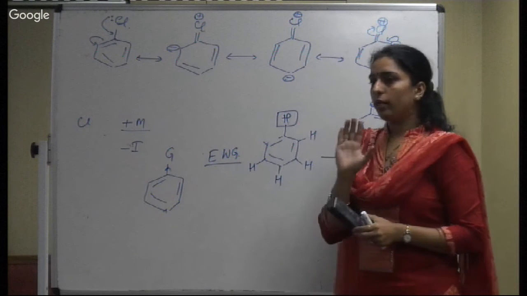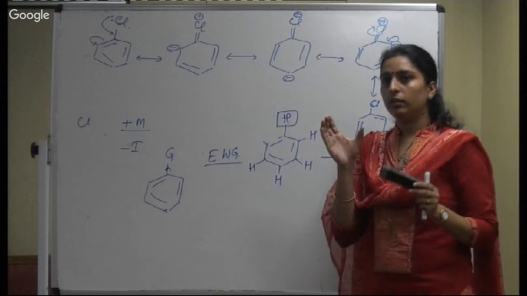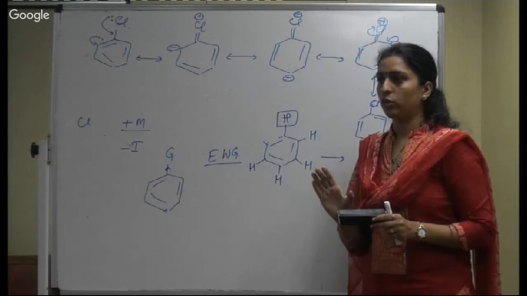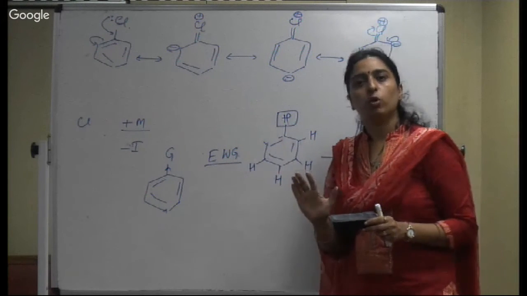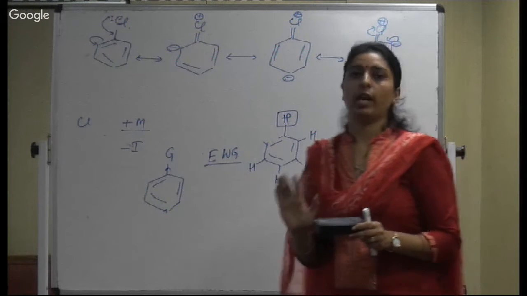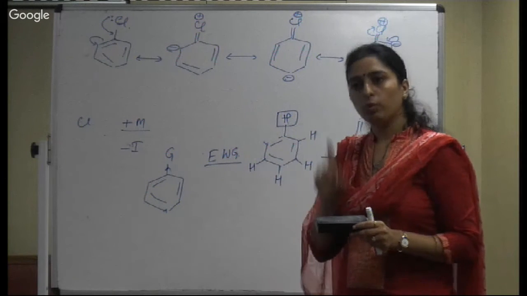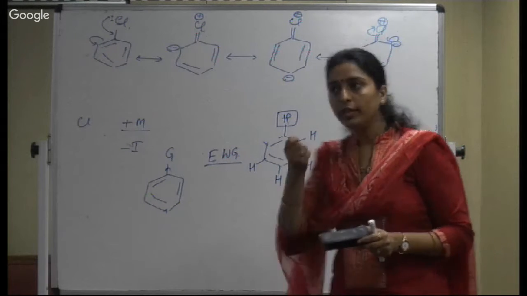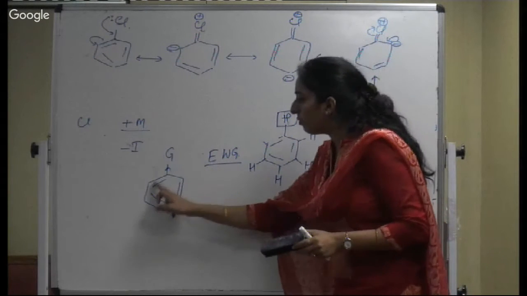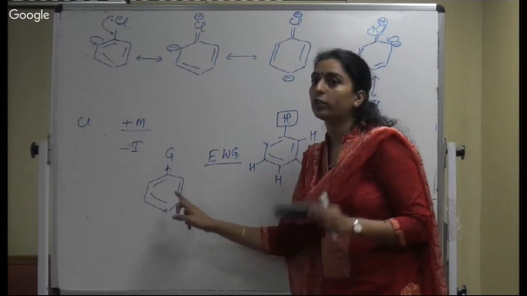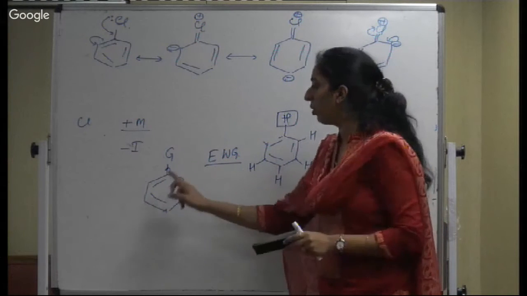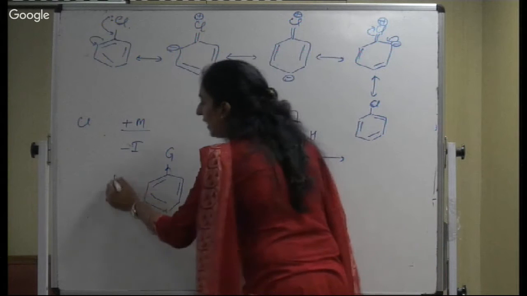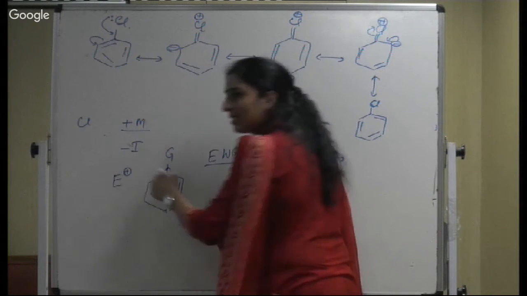I think you are clear now that benzene is electron rich. Whenever benzene wants to carry out electrophilic aromatic substitution, if a group is already present and the group is an electron withdrawing group, it will withdraw the density from the ring and it will definitely make the ring electron deficient. Good. That means it would not be easier for an electrophile to come and sit.